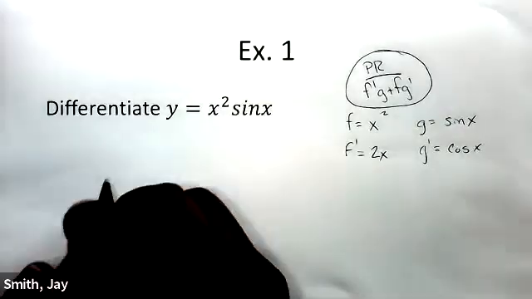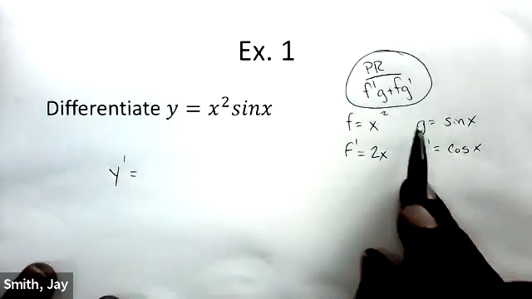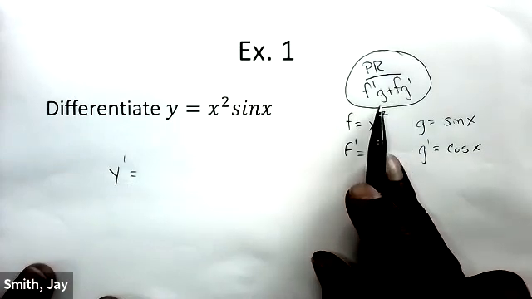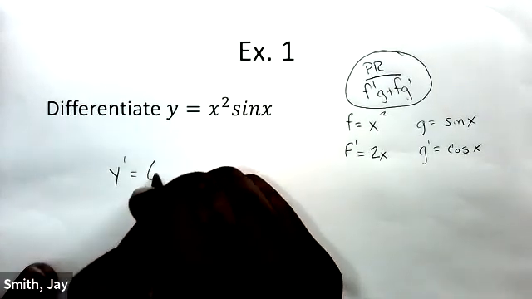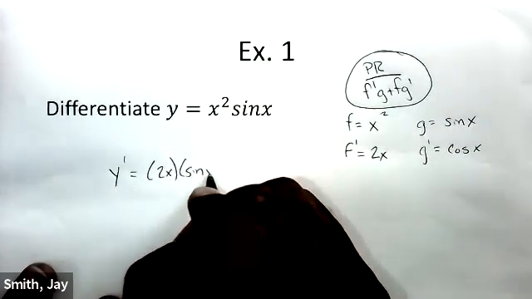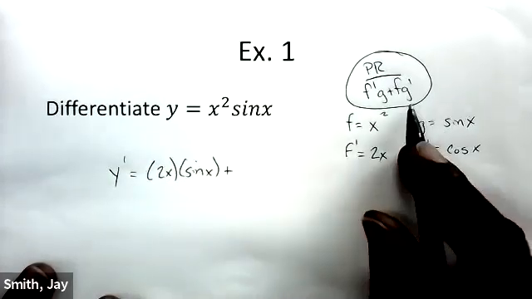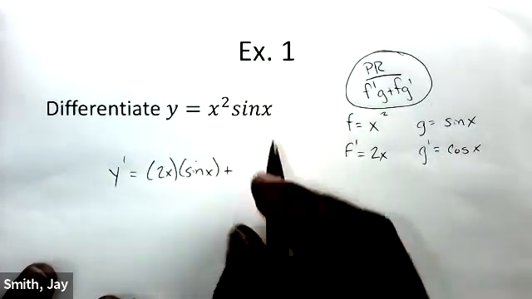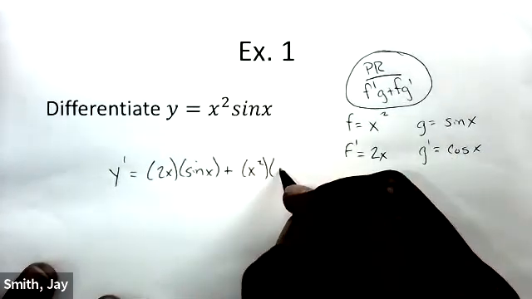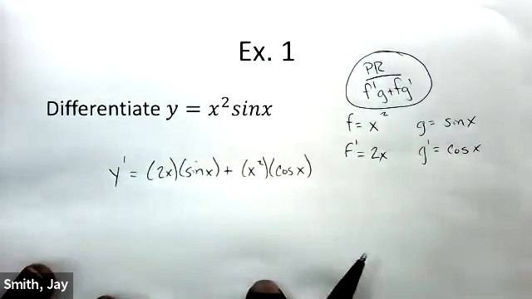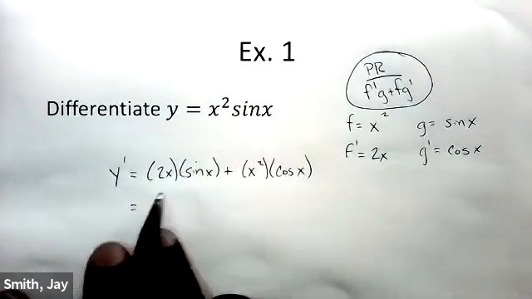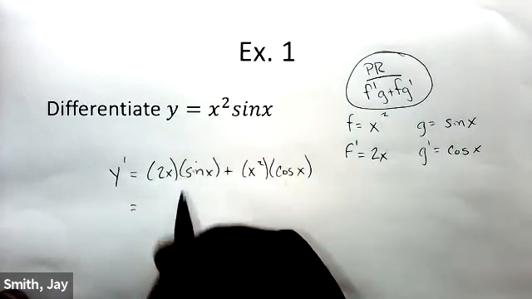Right. So now we have f, g, f prime, and g prime. So we can start working on the derivative, y prime, applying our product rule, f prime g plus f g prime. So f prime g, f prime, 2x, times g, sine x, plus f g prime, f, x squared, times g prime, which is cosine x. And so we first multiply, get our products, and then see if we can combine like terms.